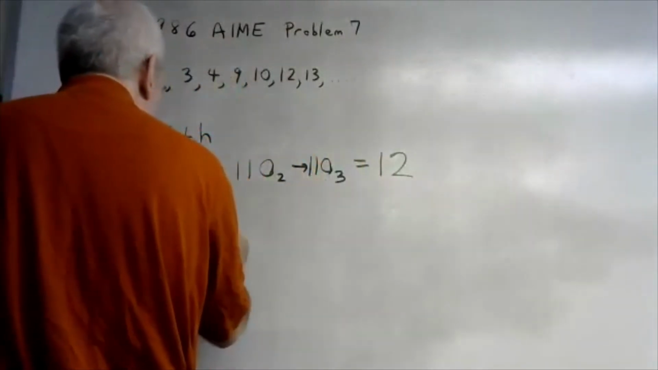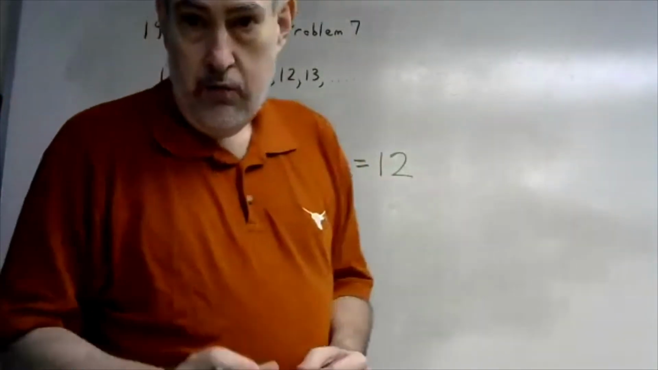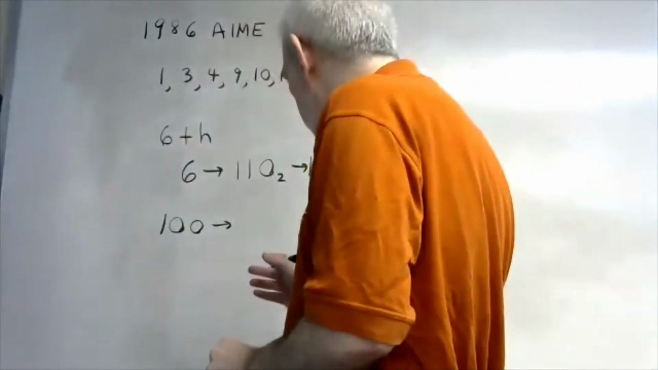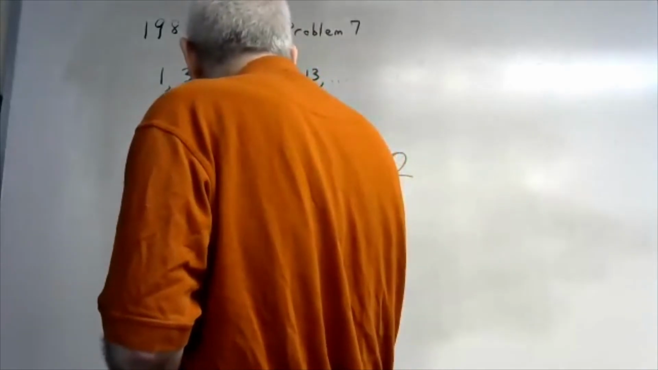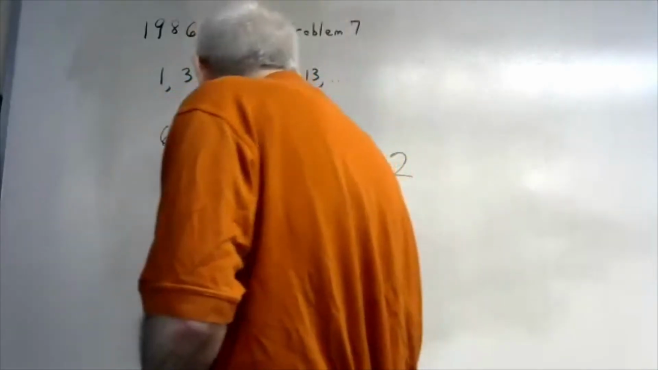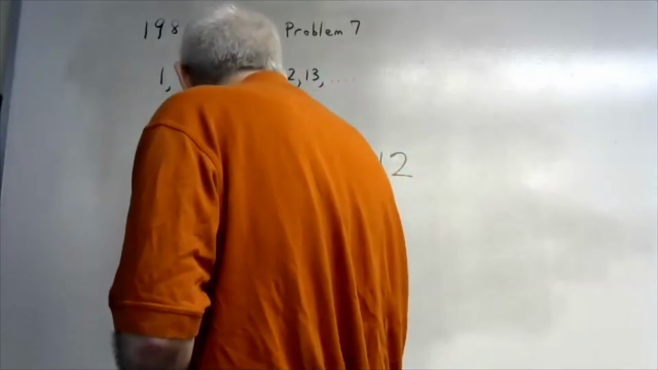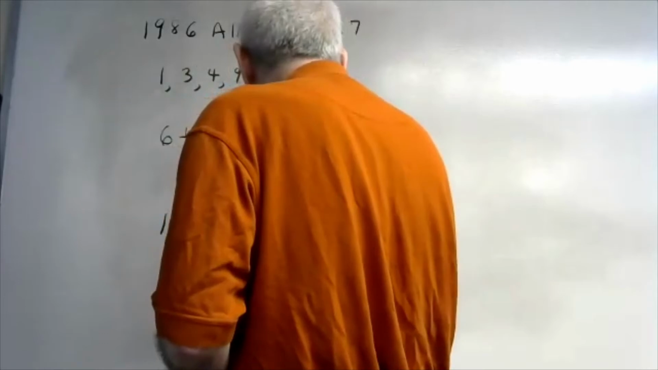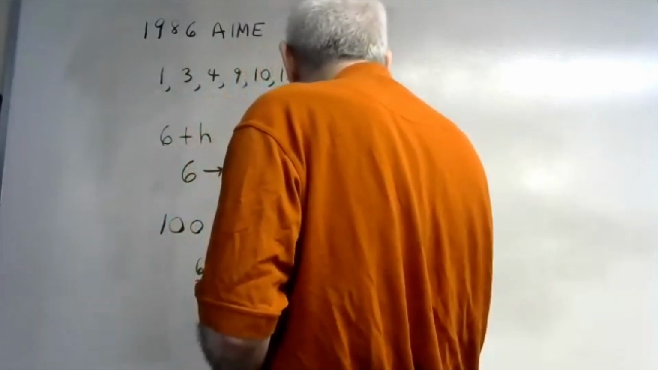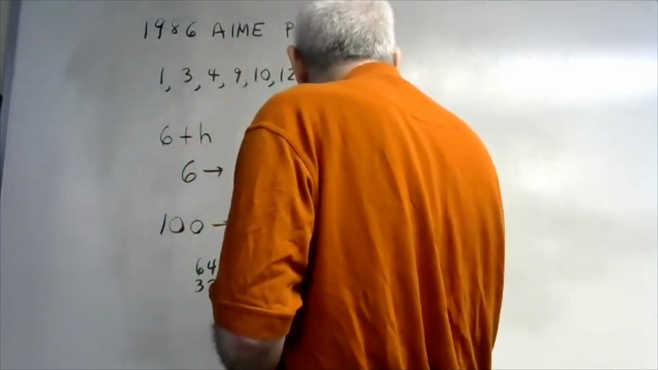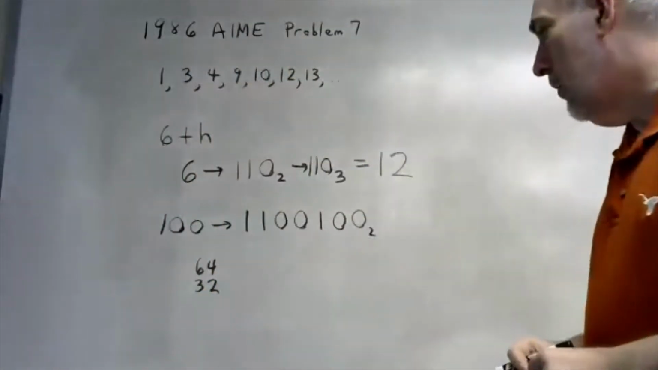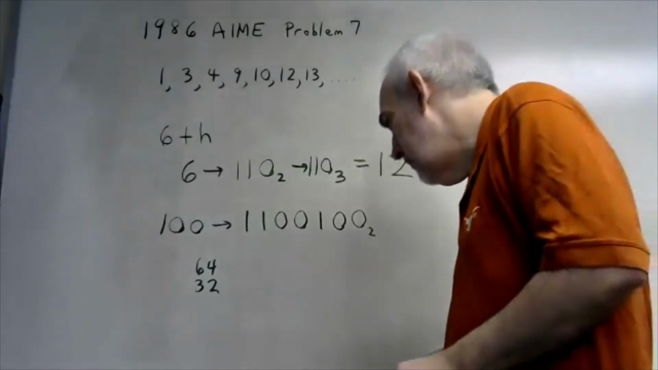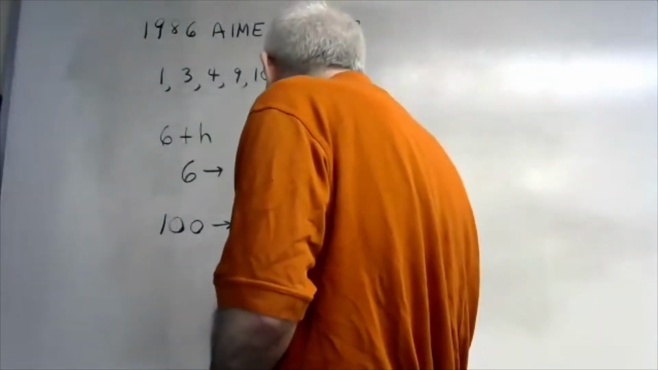So take the number 100 and rewrite that in base 2. Let's see, that's 64 plus 32. 64 plus 32 is 96, so we need 4 more. So we don't have 16, we don't have 8, we have 4, we don't have 2, we don't have 1. So that's our number in base 2: 1100100 base 2.